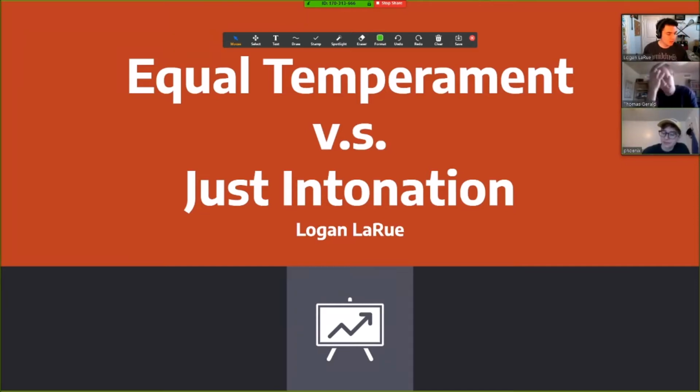Okay. So I'm giving my lesson on equal temperament and just intonation and why we use equal temperament, because I think it's important for us as musicians to understand why we do the things that we do and use rather than just blindly accepting it.